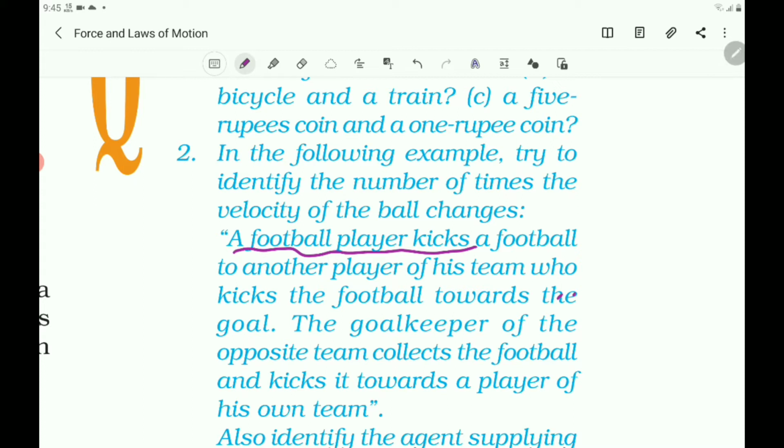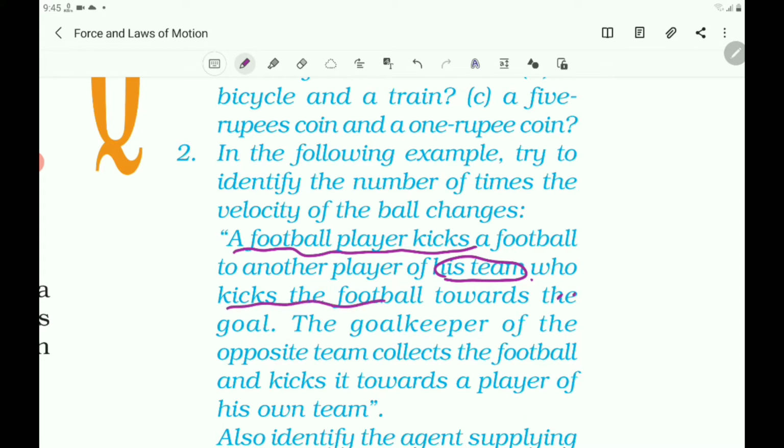Again, the team member to whom the ball comes kicks the football towards the goal. When this other player kicks the ball towards the goal, the velocity of the ball will change. Here again force is applied on the ball. He kicks the football, which means he applies force on the football and the velocity changes. That is the second one.